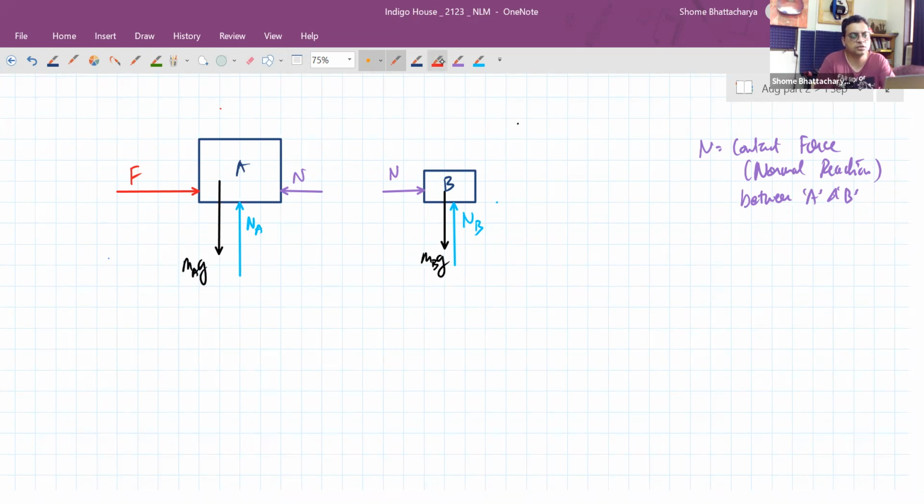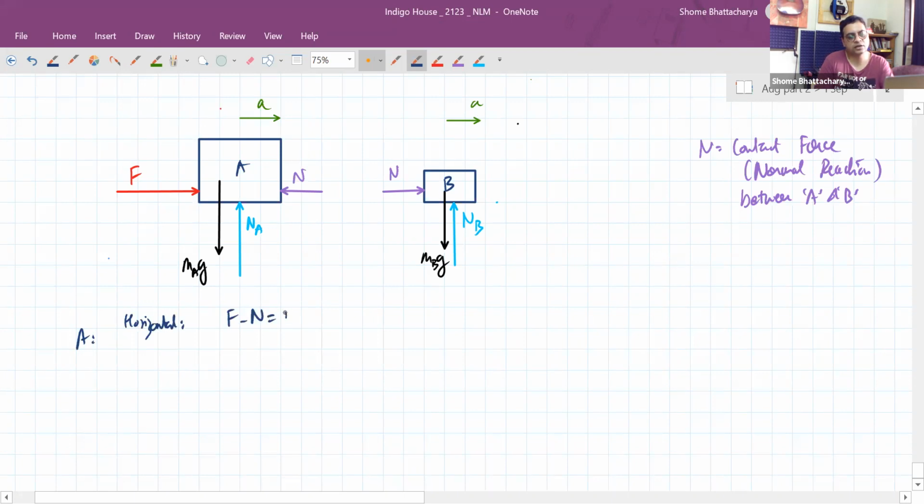And now, most importantly, they have the common acceleration. This is the horizontal acceleration A. So for block A, we have the horizontal equation that F minus N is the net force. So that should be equal to mass into acceleration. And for the vertical, the normal reaction that the ground is applying minus the weight should be 0.